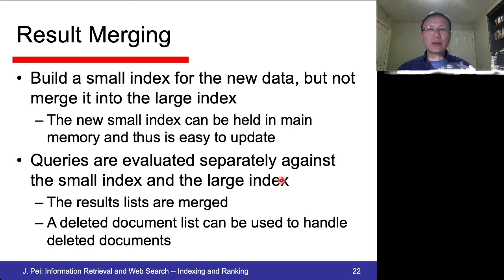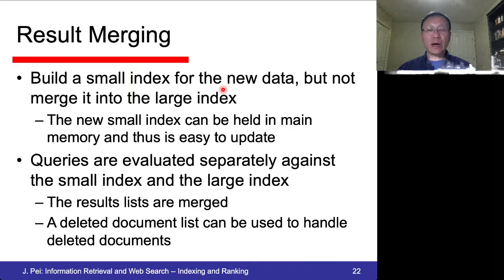Alternatively, another way to handle the incremental maintenance is to do result merging. So-called result merging is the following. You build a small index for the new data, but you do not merge this small index into the large index. The new small index can be held in main memory, and thus is easy to update.